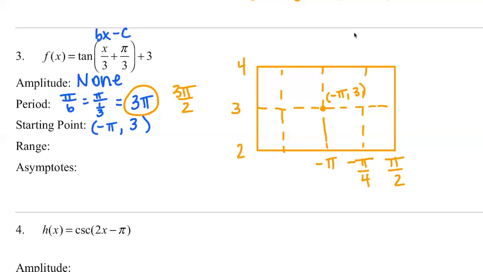Now let's go the other way. If I subtract half of our period, 3 pi over 2, from negative pi, we would have negative 5 pi over 2. And to find our midpoint, if I add these together, we would have negative 7 pi over 2. Cut that in half, we have negative 7 pi over 4.